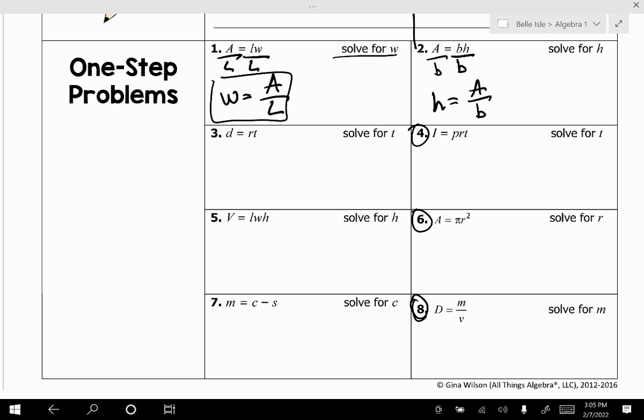Number 4? Okay, so you're solving for what? You don't have to guess, Hunter. Look in the top right-hand corner of the box. So now solve for t. Part of the reason you might have been confused is you thought you were supposed to solve for I, and it's already solved for I. What is the relationship that P, R, and T have? What are they doing? Being multiplied to each other.